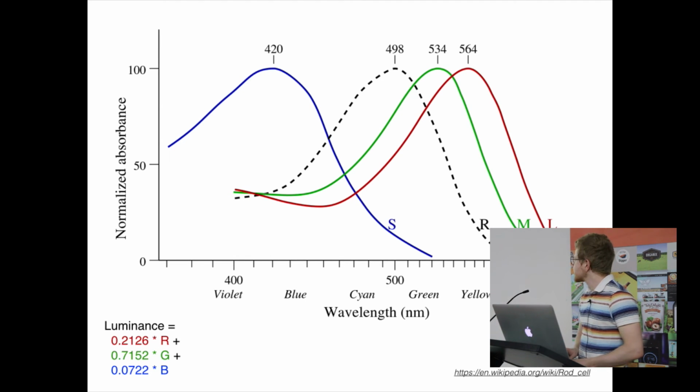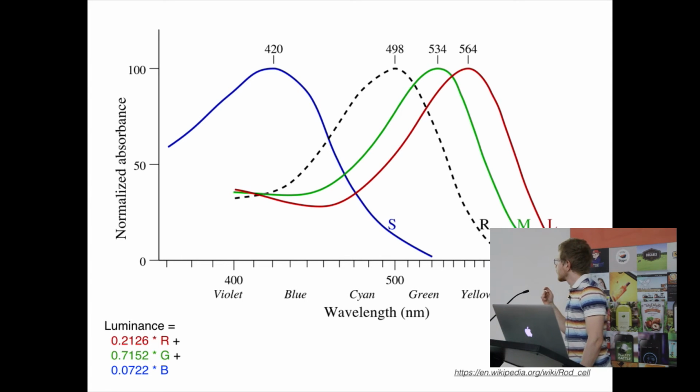And cones are less sensitive to light, but there are three types of them, and they're marked on the diagram as S, M, and L. They can perceive different wavelengths of light.